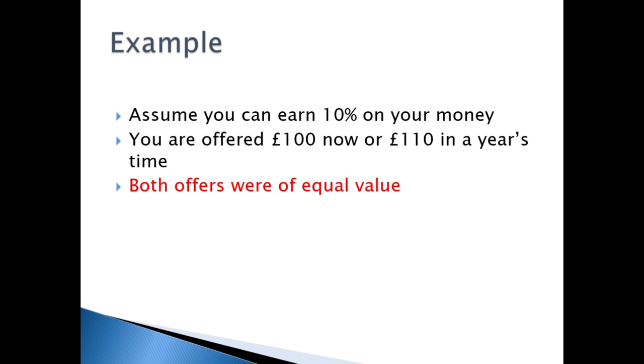Assume that you can earn 10% on your money and that you are offered £100 now or £110 in a year's time. If you take the £100 now and invest it, then over the year you gain 10% of £100, which is £10. So after a year you would have £110, which was the alternative offer. This means that both offers were of equal value.